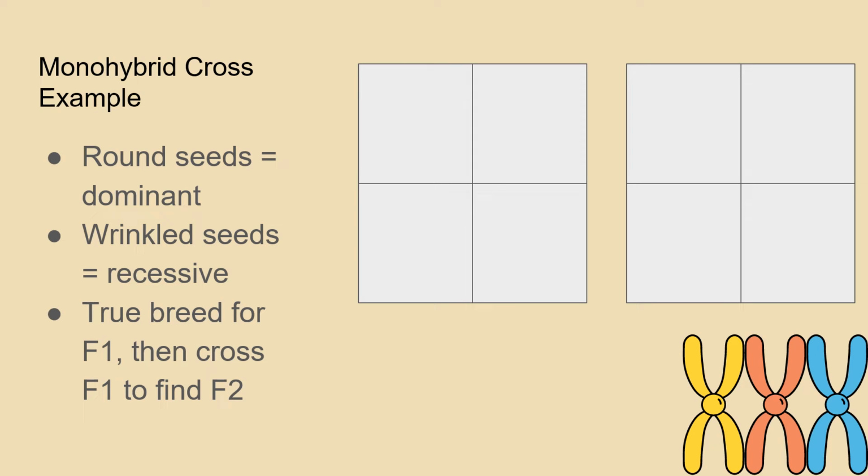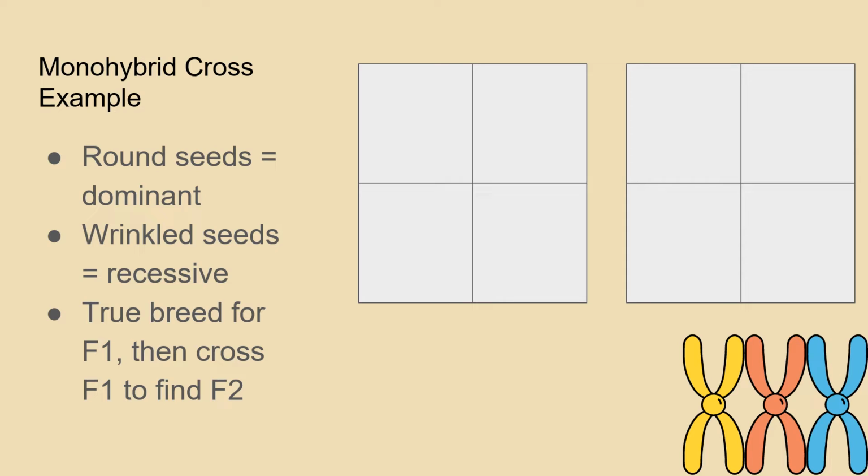Now I'm just going to walk you guys through some types of problems. One example we're going to go through is a monohybrid cross. So again, monohybrid just means you're comparing one trait. For this, we're going to say there's one trait, which is going to be your seed shape. Round seeds equal dominant, wrinkled seeds equal recessive. And for this, we're going to true breed for F1 and then cross F1 to find F2.